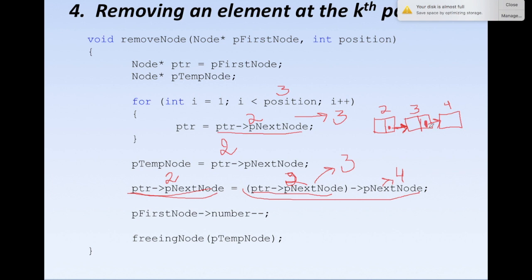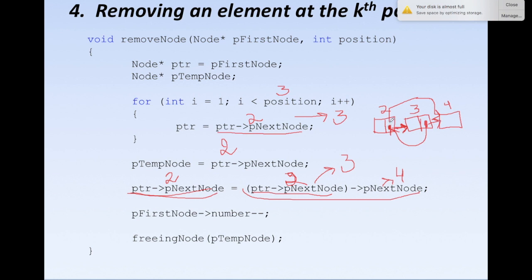What am I doing to it? I'm putting this value where? In here. Because what did I say? ptr.p_next_node, that's the pointer in 2, set it equal to this pointer over here. So now 2 is pointing to 4. So we have skipped node 3. We have removed node 3. Now 2 is pointing to 4 because I put its pointer value equal to the pointer value of node 3, which is pointing to 4.